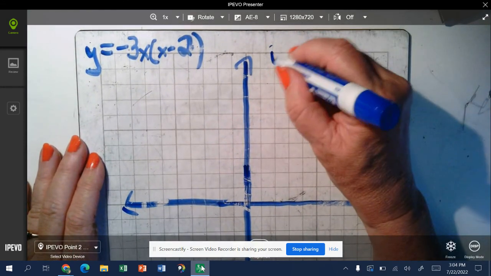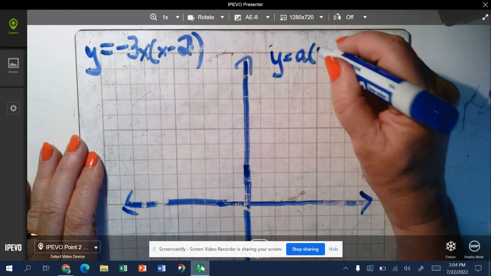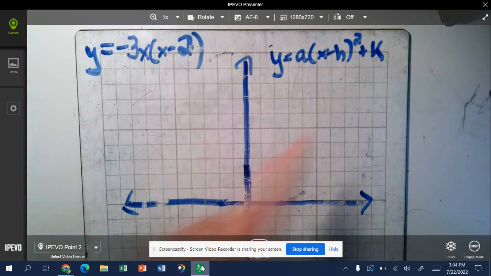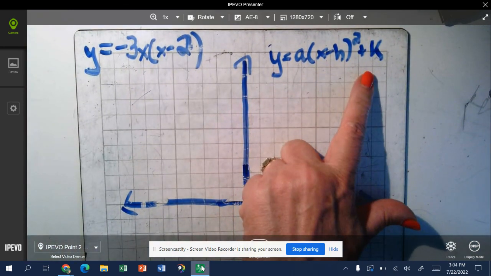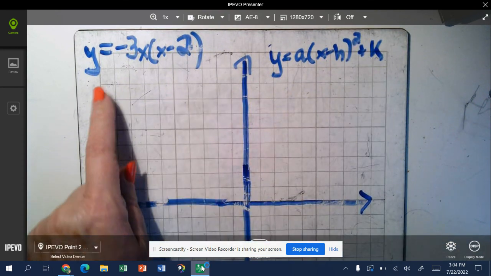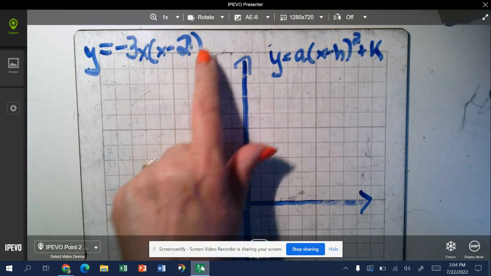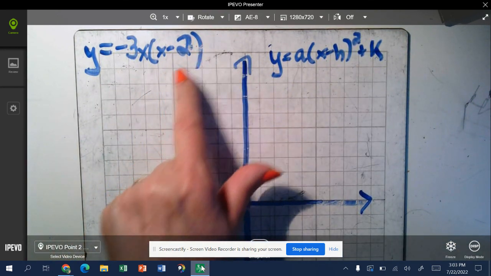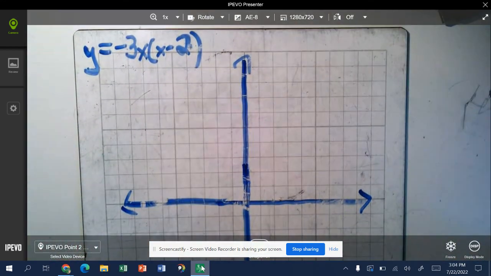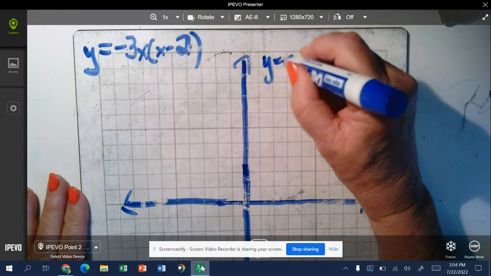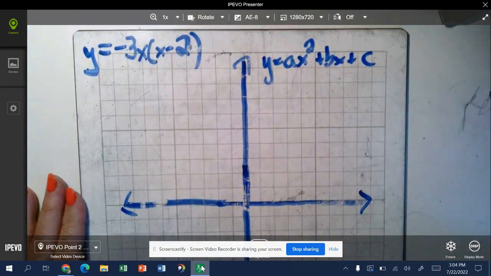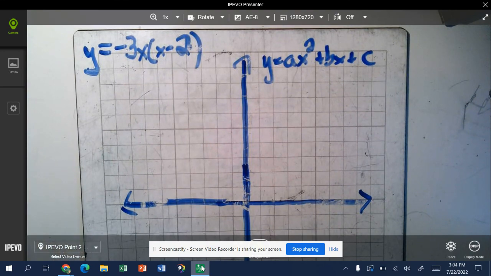If it was in vertex form, it would look something like this. You'd have some parentheses that has a square on it. Well, this has parentheses, but there's no square on it, so this is not in vertex form. So let's take a look at standard form. Standard form would have to look like this. Well, it doesn't look anything like that.